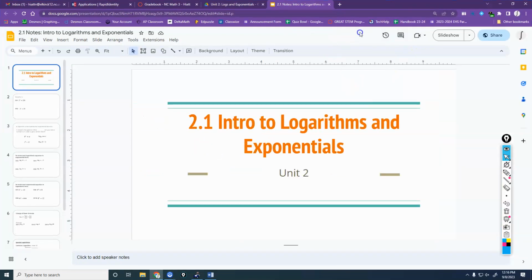Can't do anything until you know what all the numbers look like. You just got to figure all that out. So we got to kind of figure out what logarithms look like and how we use them.